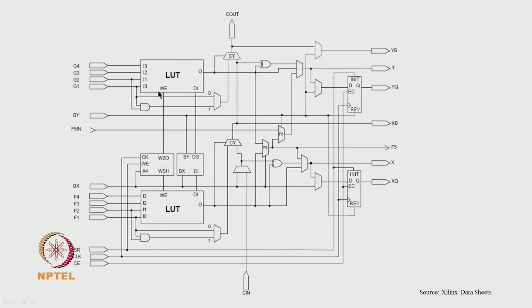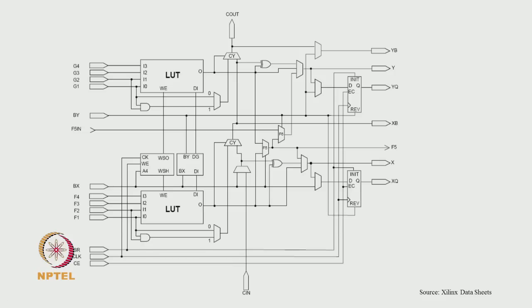But suppose you use this lookup table independently of the flip flop, then this flip flop can be used separately. You can see this signal BY, and that can directly be taken to the input of the flip flop, and the flip flop can be used separately. So you can combine this with the flip flop, or you can use it separately. Same thing here, you can see here independent or to the flip flop, and the BX is used as an input to the flip flop if it needs to be used separately. So that is what it is about.